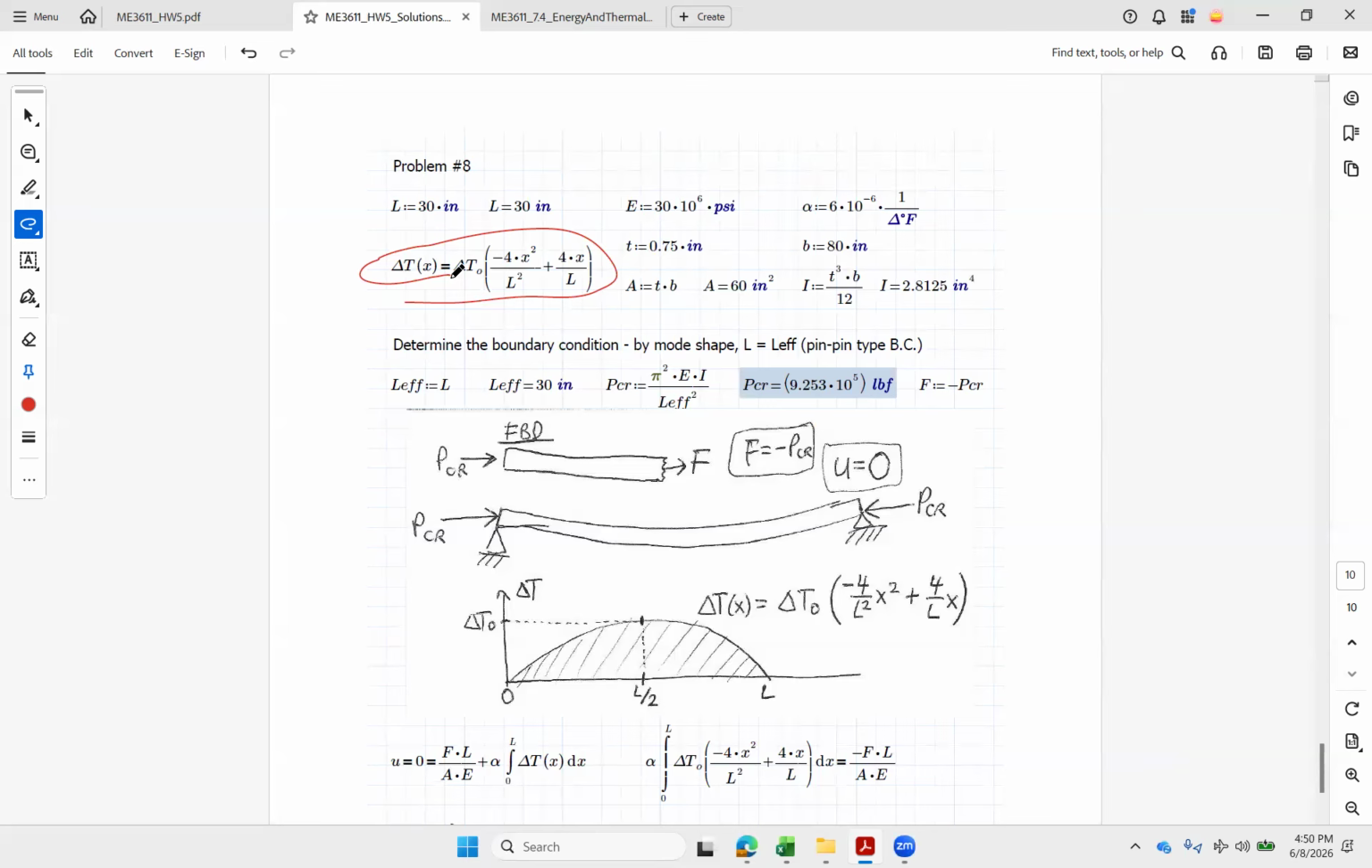P critical, I don't have to do anything thermal to figure that out. Just the material and the geometry. P critical comes out 925,000 pounds. All right. Pretty beefy deck to cause the buckle. And I know that with an axial bar, we set up F to be positive tensile. So my F is going to equal minus P critical at the point we get it to buckle.